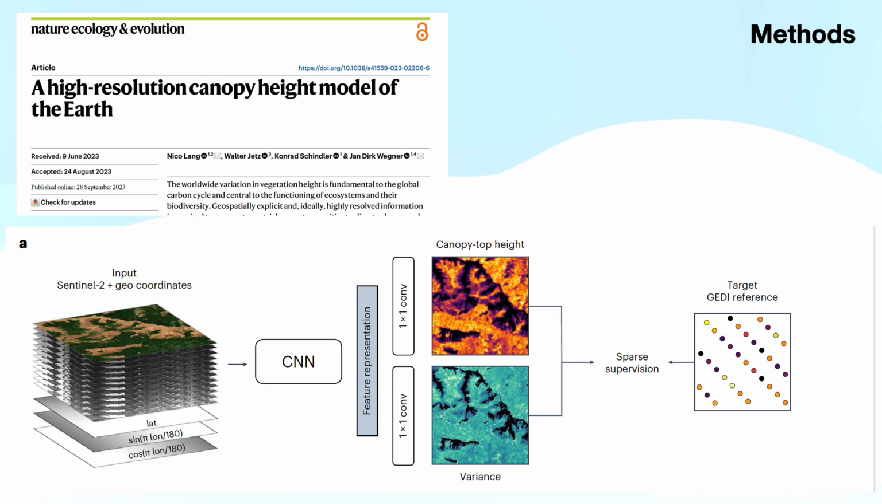With the Sentinel-2 data, they compiled it with the geocoordinates, and then, using the canopy height estimates from GEDI, they ran supervised machine learning through a convolutional neural network, classifying each Sentinel-2 image and finding the corresponding height. At the same time, they also estimated the variance of such an estimation. With this method, they were able to produce a global canopy height model.